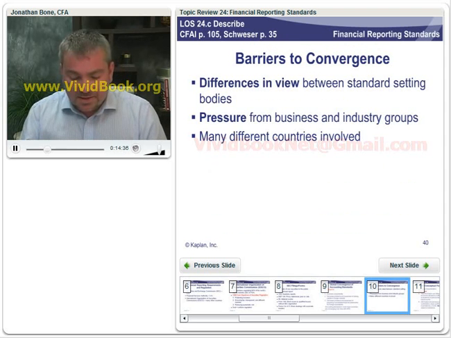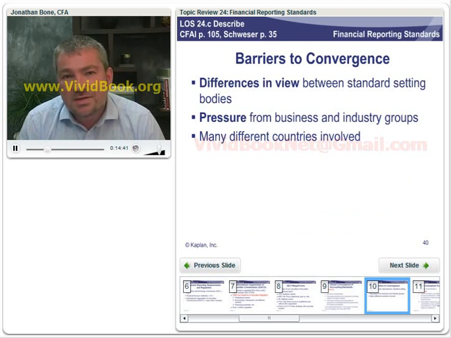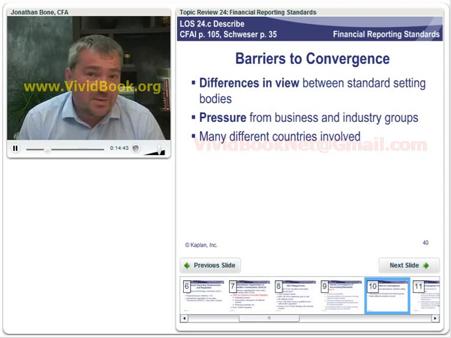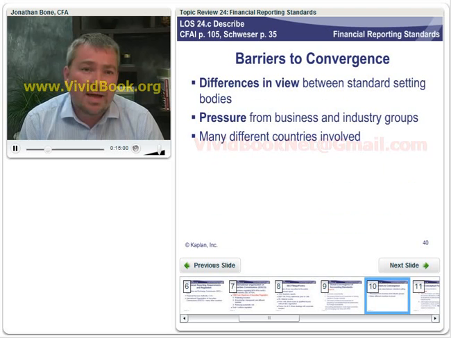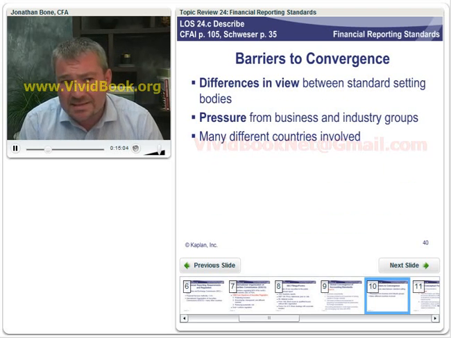Now, we're also asked to be a little bit aware about the barriers to convergence. Again, we're asked to describe. So first of all, differences in view between standard setting bodies. Well, let's talk about a classic difference in view that we see between US GAAP and IFRS. US GAAP traditionally has been more rules-based. IFRS has been more conceptual-based, and it's been more interested in making sure that economic substance is reported rather than legal form. And there's always been a standoff between the two, although that is being reduced over time.